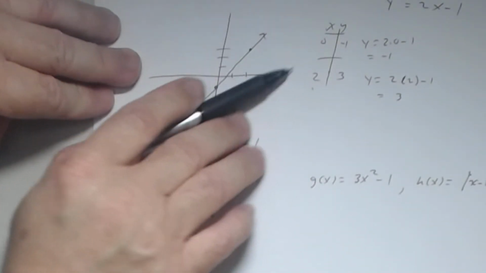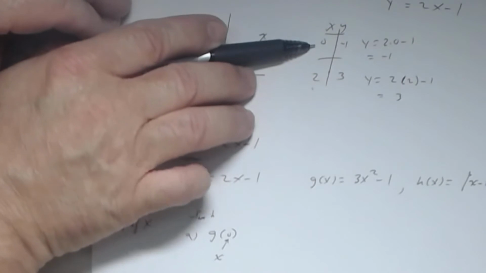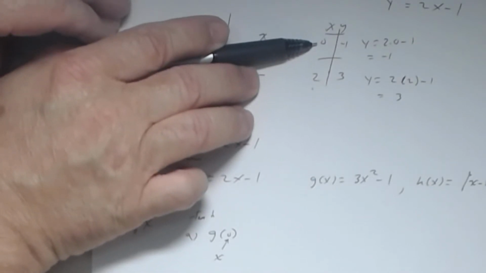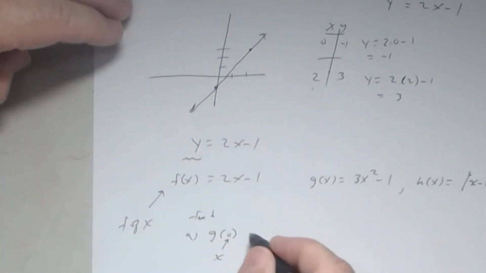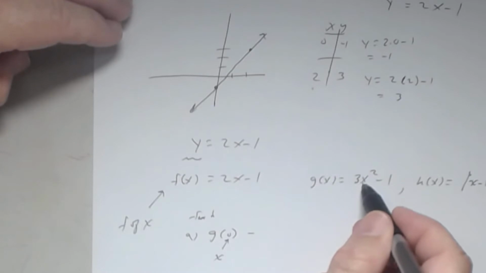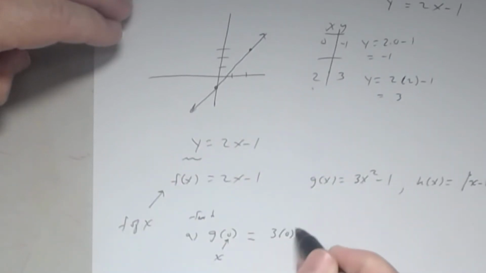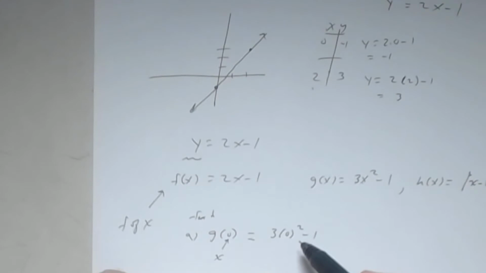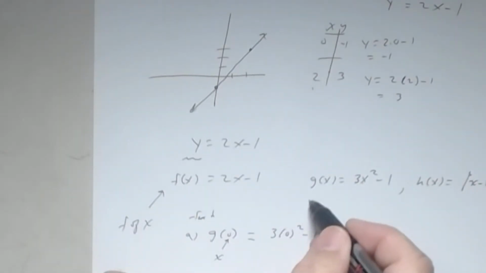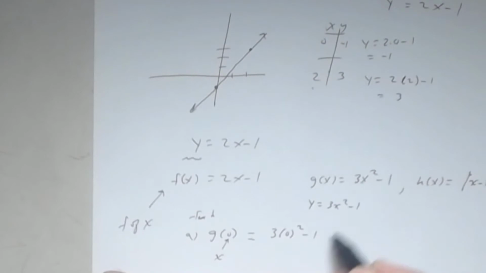It's kind of like a t-table. I'm going to plug in what for x? 0. You're really using the idea of a t-table here. So g of 0, then, again, wherever I see an x, I see the x here, right? So that's going to be 3 times 0 squared minus 1. Just like a t-table. So if this was y, which it's not, but if it was, and you did a t-table, if x is 0, you'd say y equals 3 times 0 squared minus 1, which is -1. Same thing.